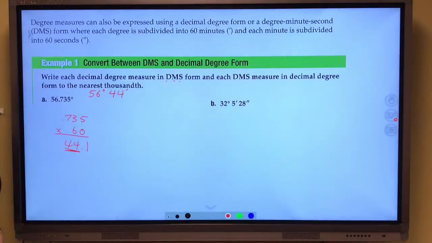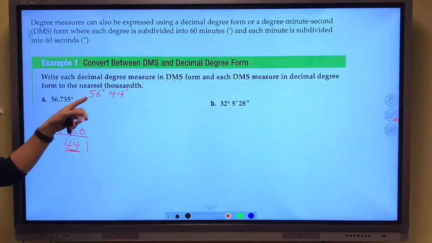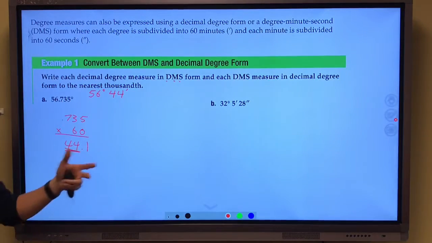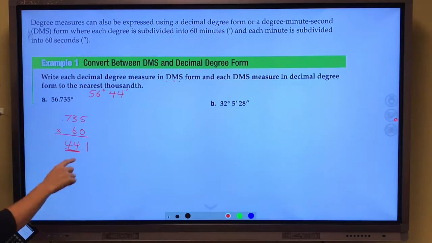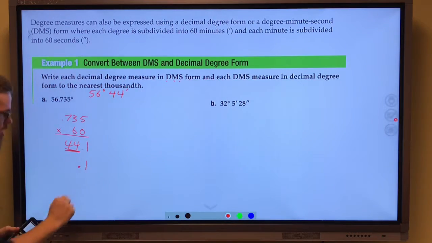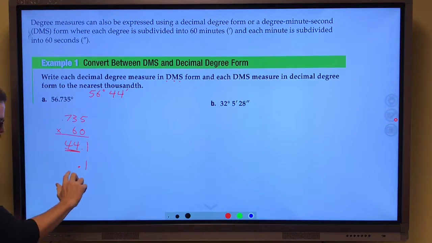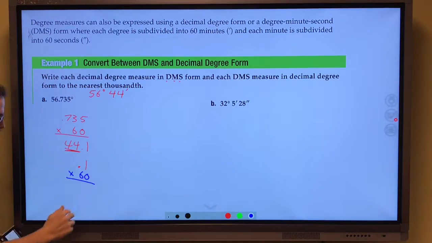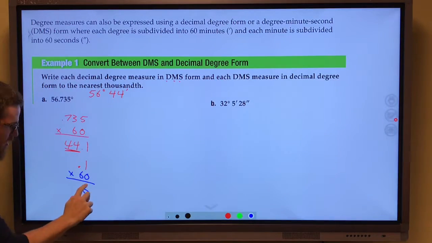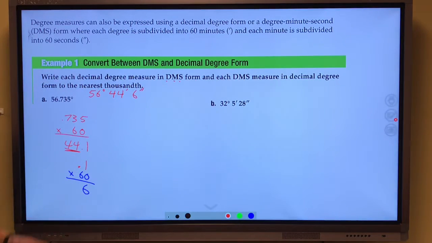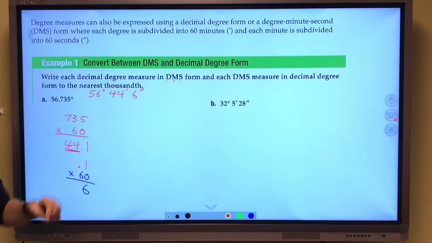So I'm going to add that to my degrees, minutes, seconds answer. 56 degrees, 44 minutes, which we can use that apostrophe right there to say minutes. And then we have a 0.1. Okay, notice when we get rid of that 44, we still have a 0.1 left over. And we need to subdivide that into 60 seconds. When we have 0.1, how many seconds does that correspond to? And 0.1 times 60 is 6. So I add that to my answer. 56 degrees, 44 minutes, 6 seconds.